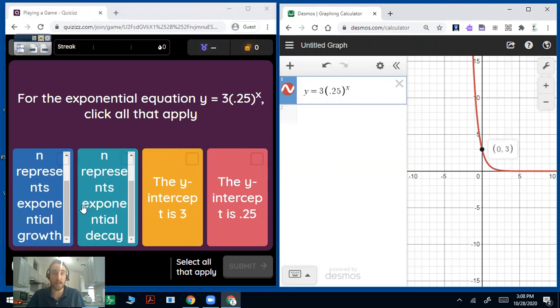So we represent exponential decay, but we also want to say the y-intercept is 3. And that comes also from this number, and there's nothing being added at the end, so it's going to be 3.